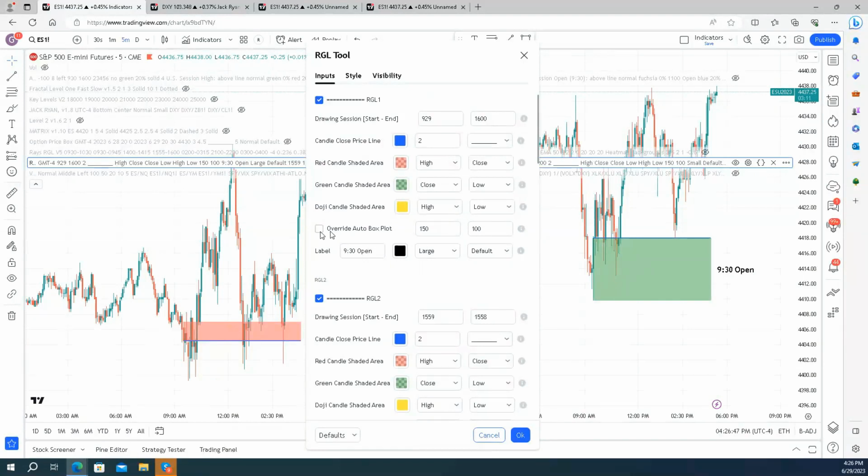Now I put this override box in because Ray does put the RGL levels in sometimes. So sometimes if his RGL levels are off from mine or whatever, I'll click on this and put his numbers in, and it will override what this is looking at and put Ray's in. So we have that option as well. And this you don't have to do much with. Once you set it, you forget it. Every day it will update and draw these line boxes for you, and they come across your chart as far as you want.